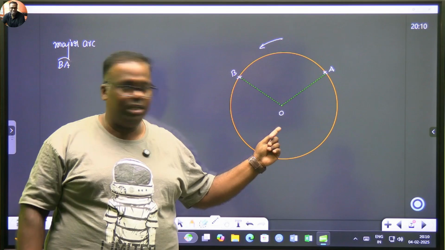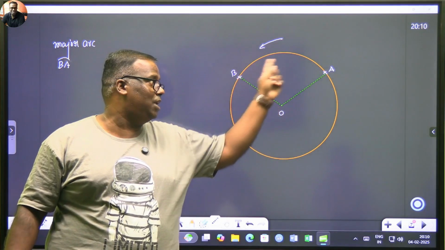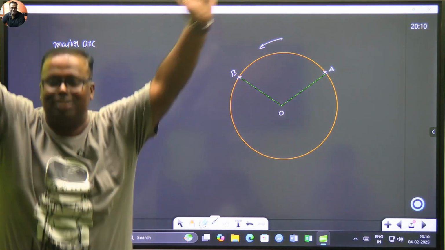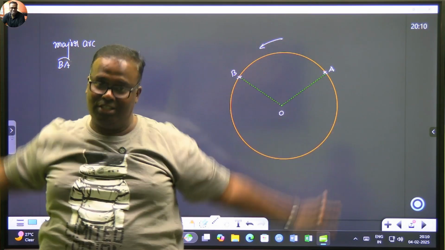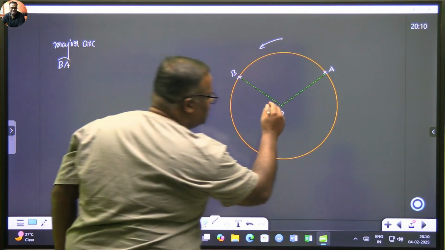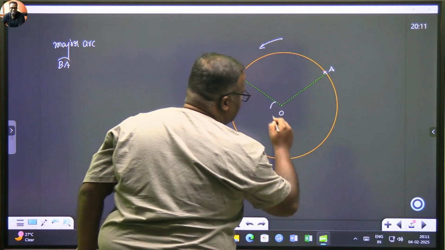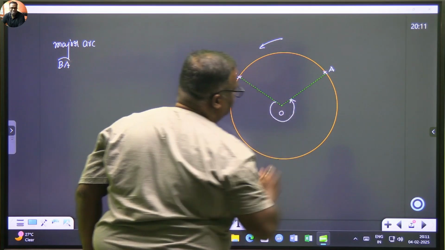I had told you, the minor arc is always this one. This is the minor arc. Minor arc is like this. Major arc is like this. So what is the angle subtended by the major arc? This angle. This is the angle subtended by the major arc.